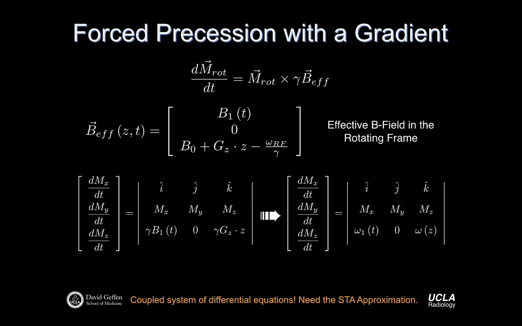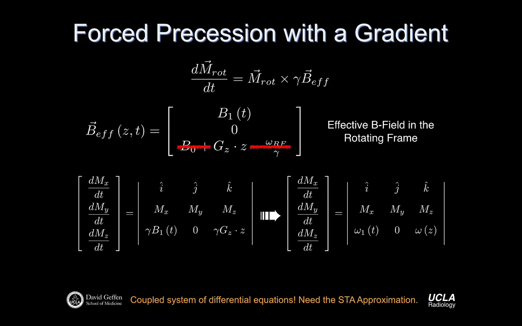And we'll do this in just a second. We'll look at what the determinants give us in terms of a system of equations. But we just have an I component to our B effective, right? This B zero and this fictitious field here cancel each other out. And so we really just have this, which is up here, cancel those two terms out. And I just have a gamma B one coming into here. I don't have any J field, and my Z field, or my K field, is just gamma GZ dotted with Z. This term here, just to shorthand things a little bit, we'll write as omega one.